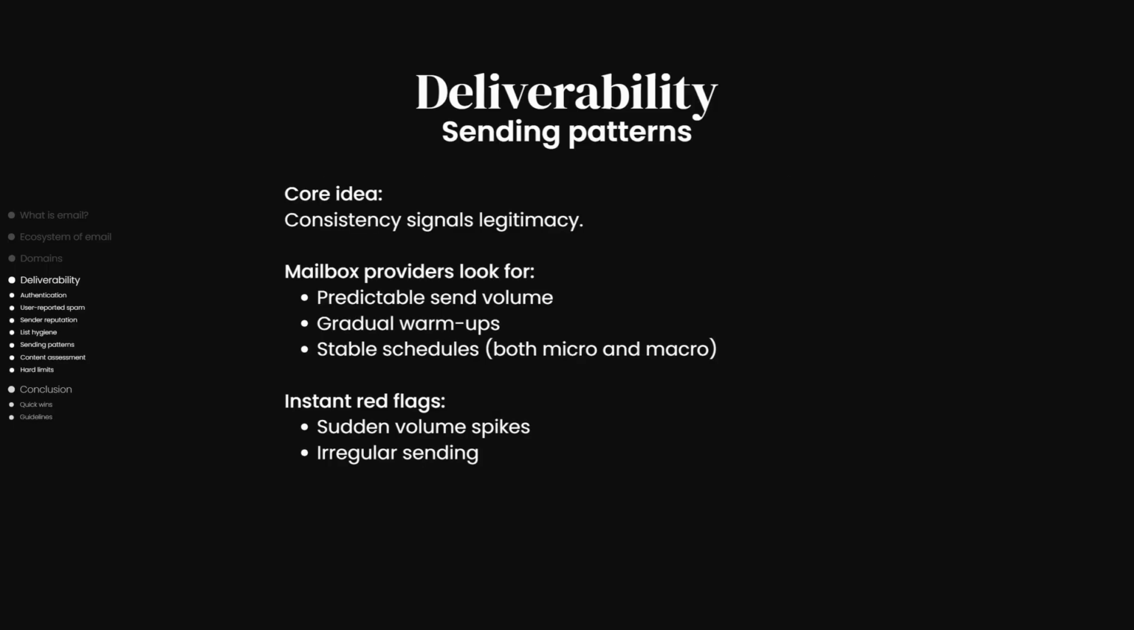Number 5, sending patterns, okay? Consistency signals legitimacy. If you send like a human, there's time between your messages, and the amount of time between your messages is different, that will look realistic. If you warm up your email inbox, if you buy an email inbox, say you buy info@s123.com and you send 1,000 messages in the next second, automated, that's a bit suspicious. You've never sent a message before and now you're sending 1,000. You gradually need to warm it up. You need stable schedules in the micro, which means send your messages throughout the day, throughout the hour, not in the same minute, not in the same hour, etc., but also in the macro, like send messages every day.